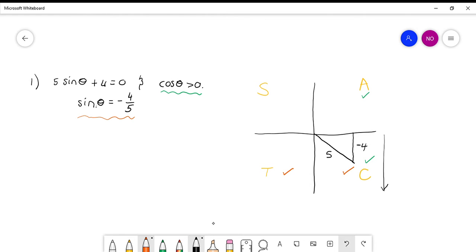Yes? What's the next thing I need to do? Work out the value of x. Right? How do I do that? Pythagoras. And you will find it is 3. Positive or negative 3? Why positive? Because x is positive in quadrant 4.